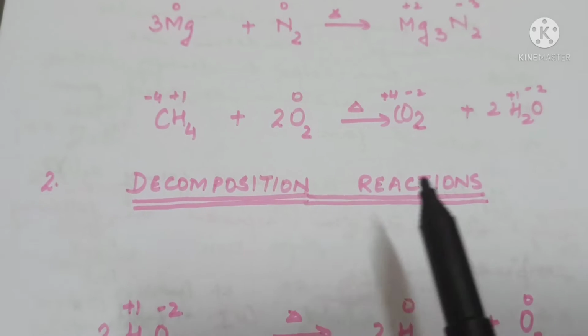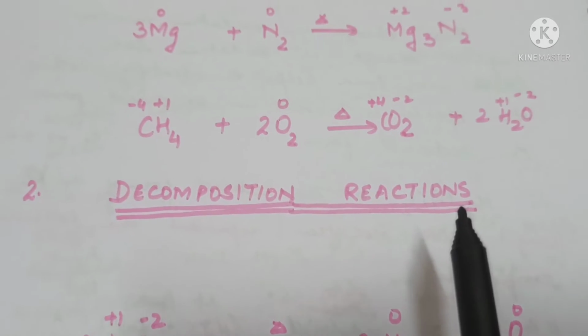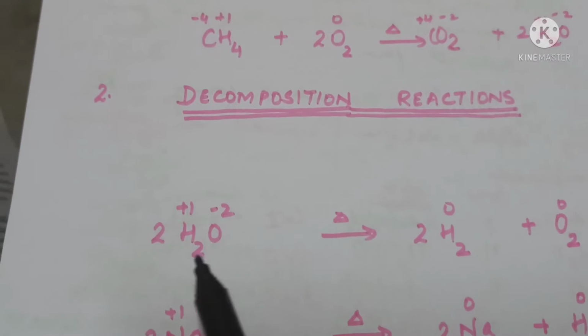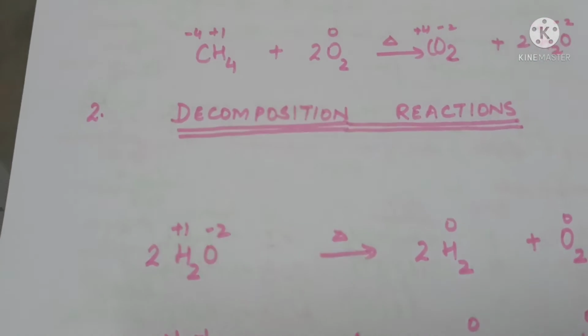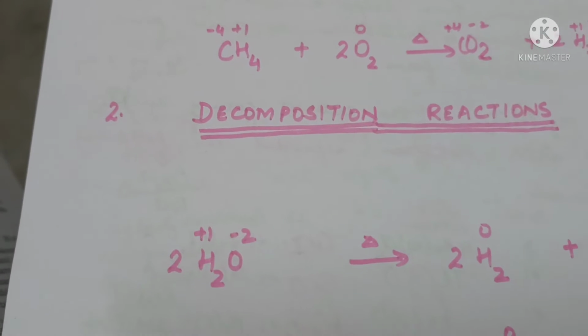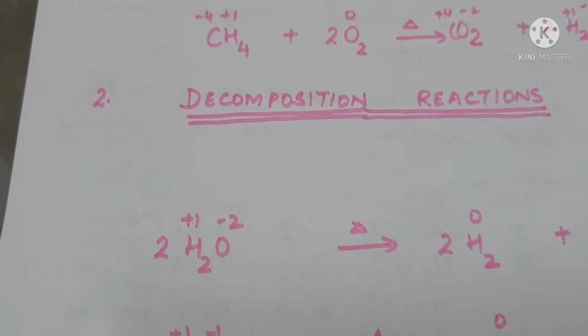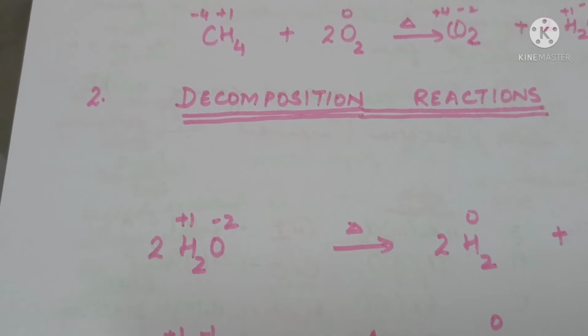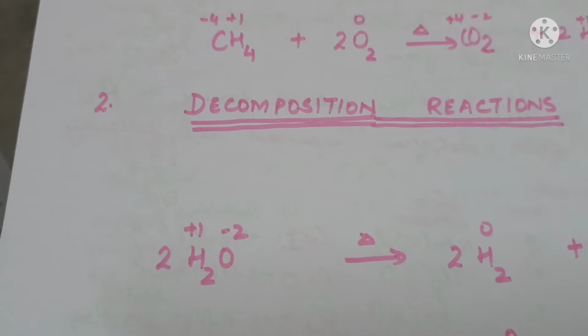The second category of redox reactions is decomposition reactions. These are actually the reverse of combination reactions. In these, a compound breaks away into its elements. So a decomposition reaction leads to breakdown of a compound into two or more components, at least one of which must be in the elemental state.